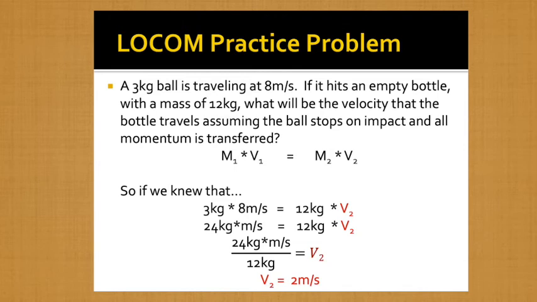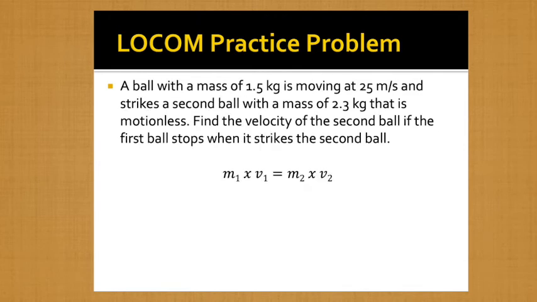Let's try one more problem on your own. A ball with a mass of 1.5 kilograms is moving at 25 meters per second and strikes a second ball with a mass of 2.3 kilograms that is motionless. Find the velocity of the second ball if the first ball stops when it strikes the second ball. Here is your equation. Take a few seconds to work out the problem.